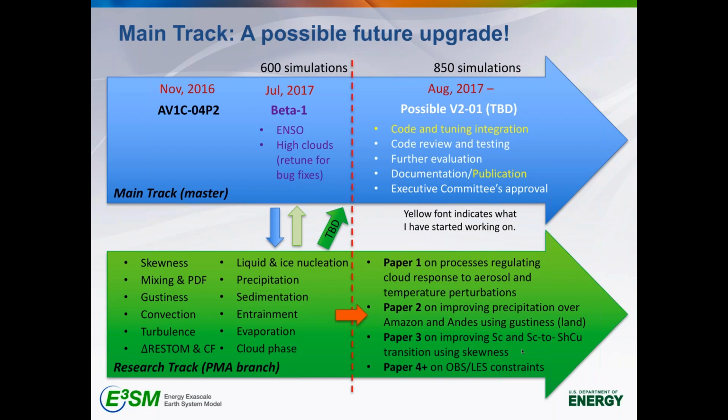The last thing is a possible near-future upgrade, in which all these nice features can be integrated back to the main track, back to the master. So it would be a possible first configuration of the V2 model, or a transition configuration. The yellow font indicates the things I have already started working on, the code and tuning integration. But to make a new configuration, we need to meet all these requirements, including code review, testing, further evaluation, documentation, and finally the executive committee's approval, and we're not there yet.